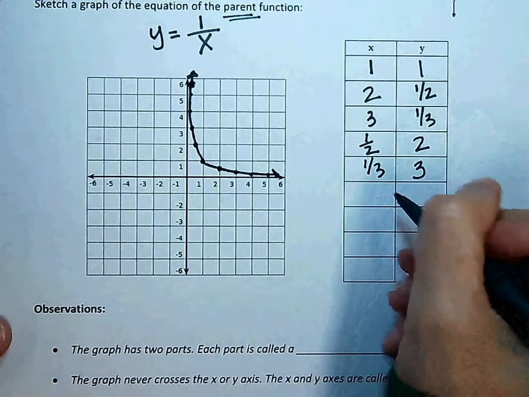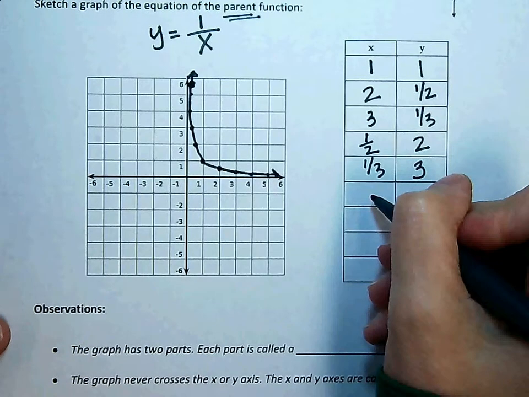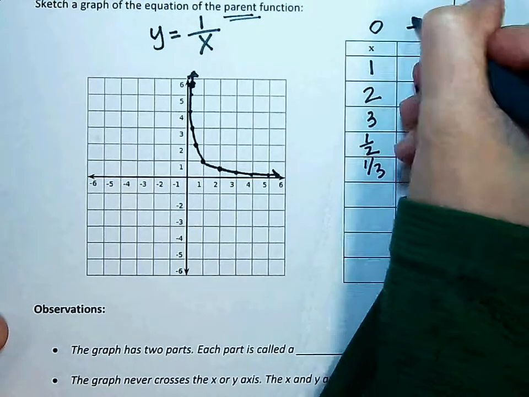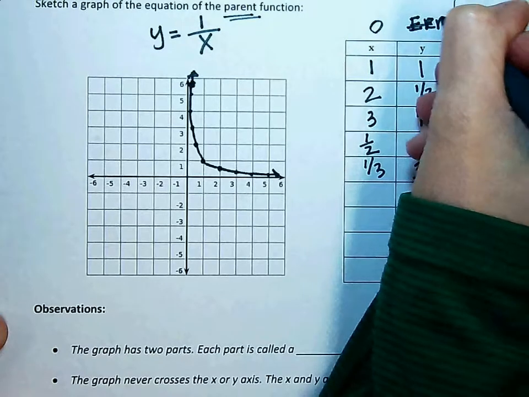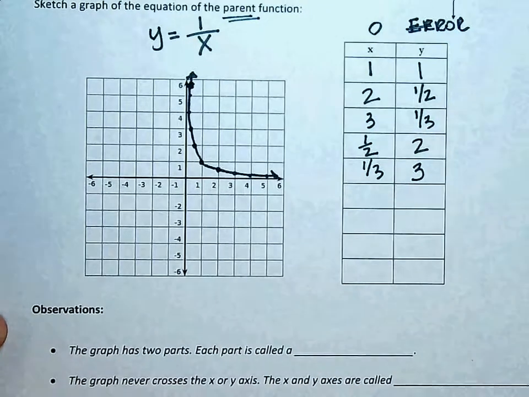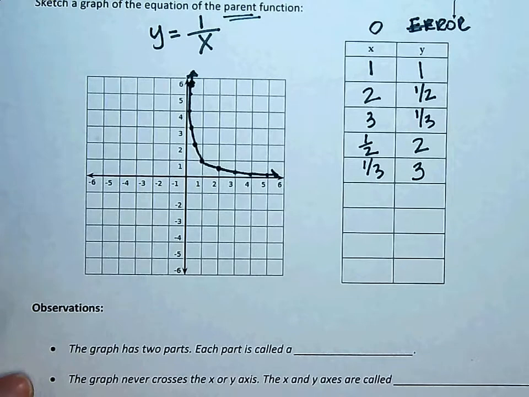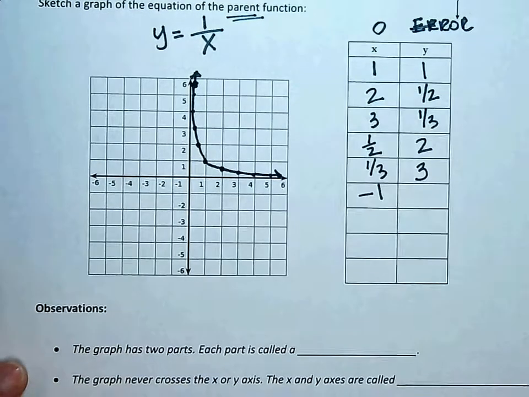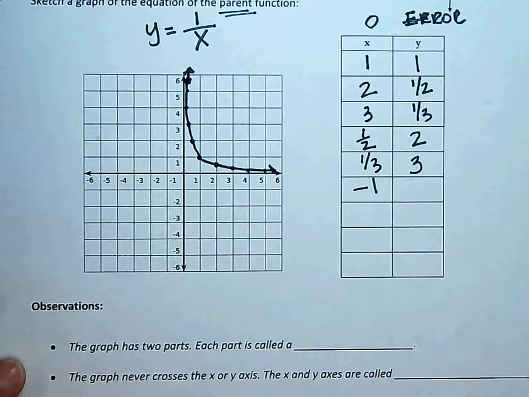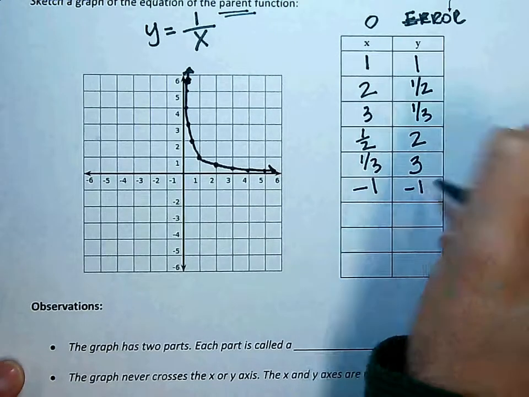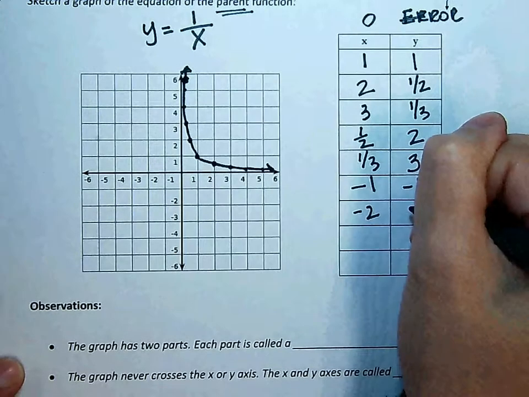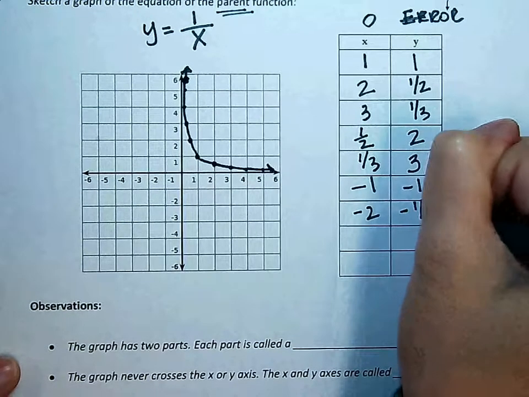So what happens, we said we can't put in 0 because I got an error, right? So if I put 0 here, it's not defined because you get an error. I'm not going to write that in my chart, but it's nothing. It's not defined there. What about negatives of those? Thank you. Yes. So what happens when I put -1 in? What do I get? I get -1. What happens when I put -2 in? -1/2, right, or -0.5.